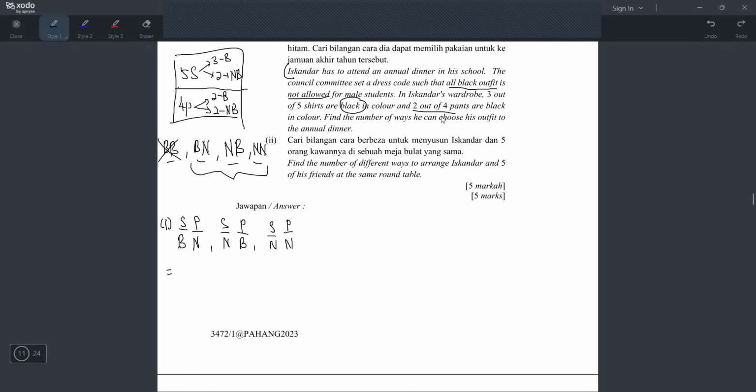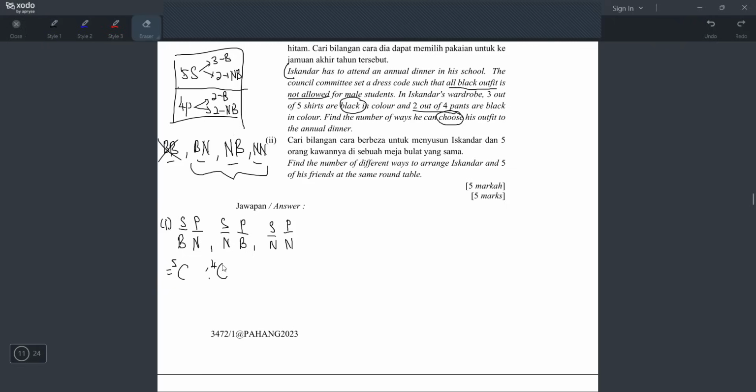Okay, I will use the combination, by the way, because this is choose. Definitely it is combination because I'm choosing. So I will choose from how many shirts black. So shirt, I want to choose black. It means 5C3. It means from 5 total shirts, I have to choose 3 because I want it to be black. Times pants not black. Pants total got 4, but I want to choose a non-black.